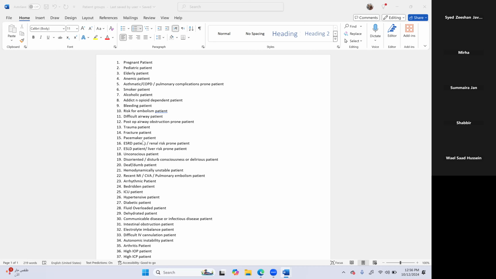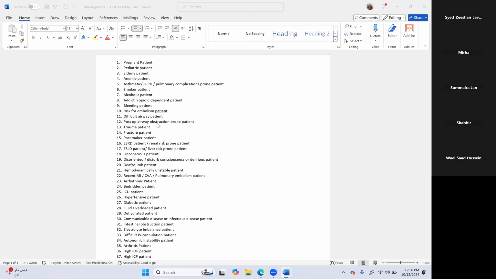Okay. So, difficult airway. Difficult airway is a combination of difficult mask ventilation, difficult laryngoscopy, and difficult intubation. Actually, a number of times these three are different things. Maybe laryngoscopy and intubation are not difficult, but mask ventilation is difficult. One example is the pregnant patient. A number of times you will see that intubation is not difficult, but mask ventilation is.